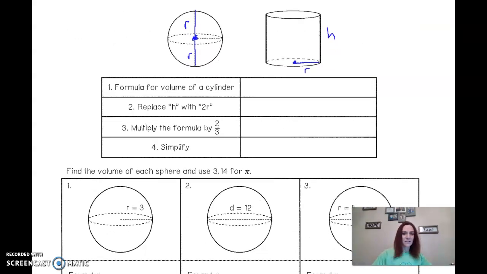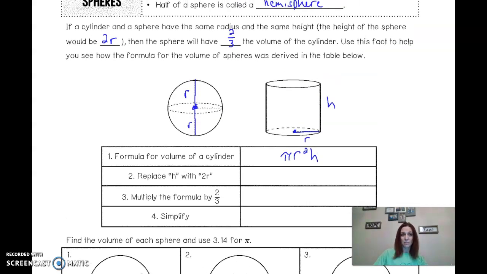All right, so here is our formula for volume of a cylinder. We know that pi times the radius squared times the height. Okay, that's the formula for the cylinder here, right? Now, the height, remember we said, is 2r. Because it's a radius now, two radiuses. It's a diameter, but we don't want to deal with diameter. We're not going to introduce a new variable into these formulas. They've all dealt with radius. So I'm going to replace the h with 2r. All right, now we're going to multiply it by 2/3, okay?